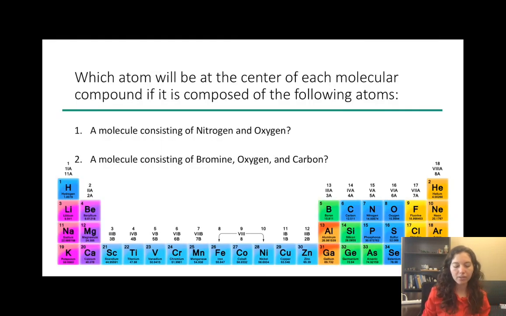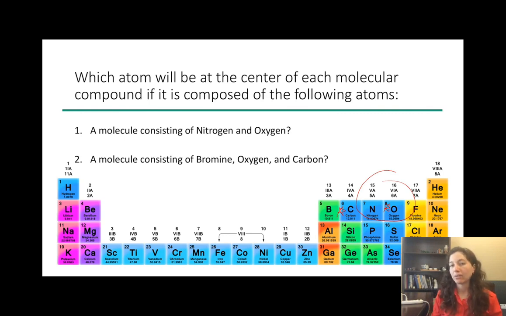Okay, so give this a try on your own. If you have a molecule consisting of nitrogen and oxygen, which atom would be at the center of the compound? If you had a molecule consisting of carbon, oxygen, and bromine, which atom would be at the center of your molecule based on what you just learned?